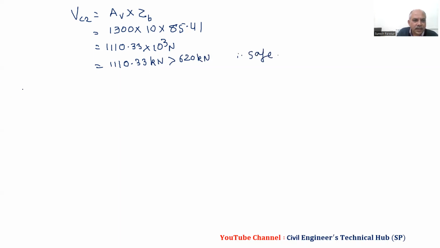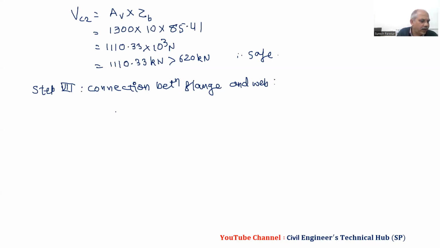Now we have the next, that is step 7. Connection between flange and web. We have VU, we have calculated 620 kilonewton. Now we have tau into B, which is equal to VAY bar upon I.